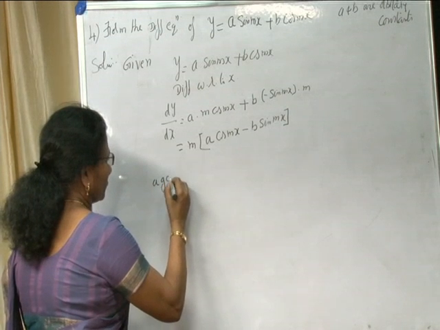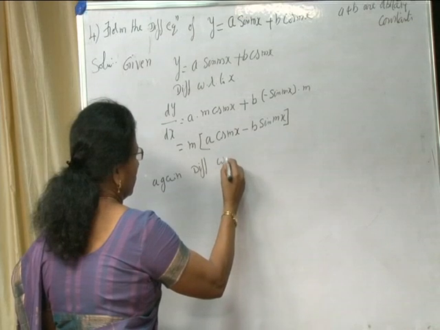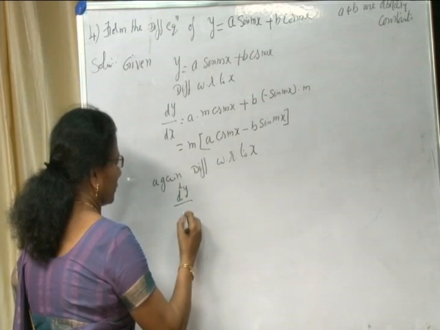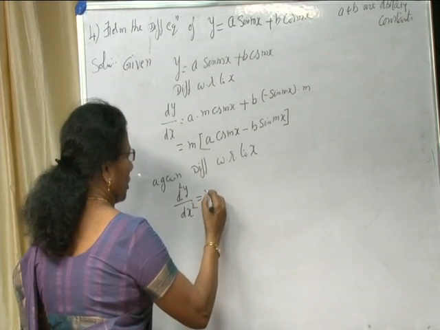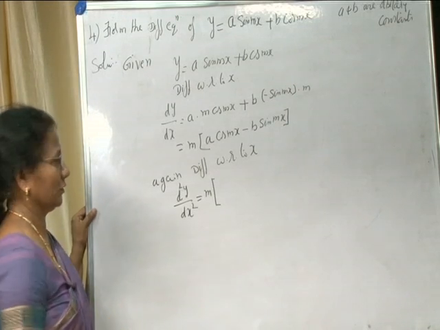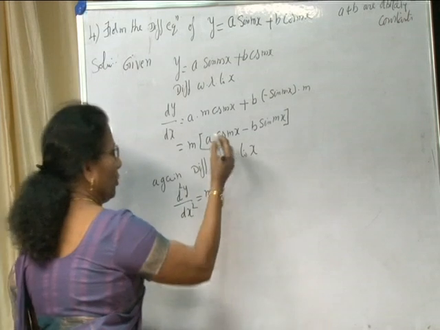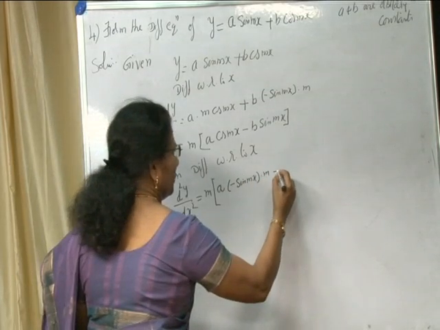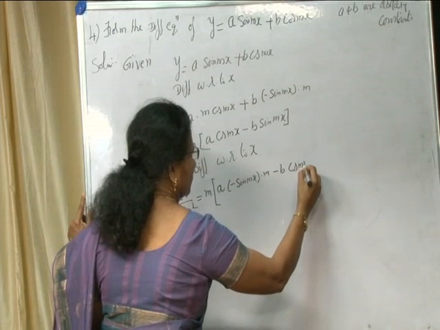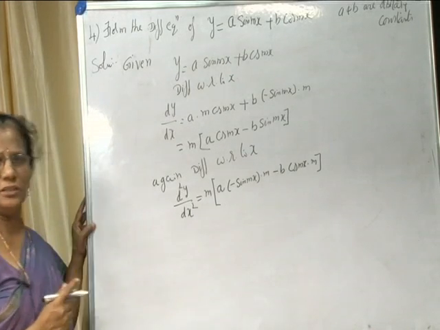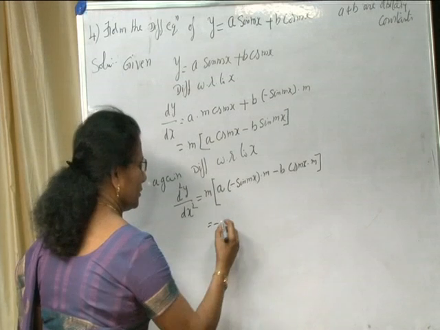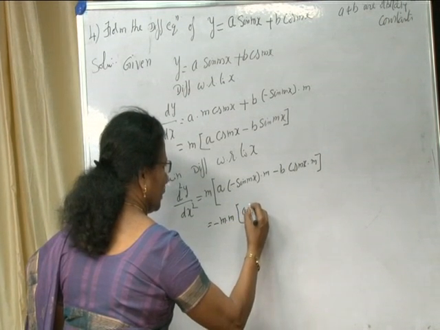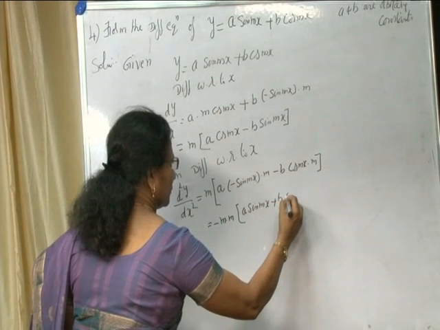Again differentiate with respect to x. d squared y by dx squared, m constant, a into cos mx, a coefficient you write as it is, derivative of cos is minus sin mx into m, minus b, derivative of sin is cos, derivative of mx is m. So this is equal to minus m already is there, minus I have taken outside, another m, so m squared times a sin mx plus b cos mx.